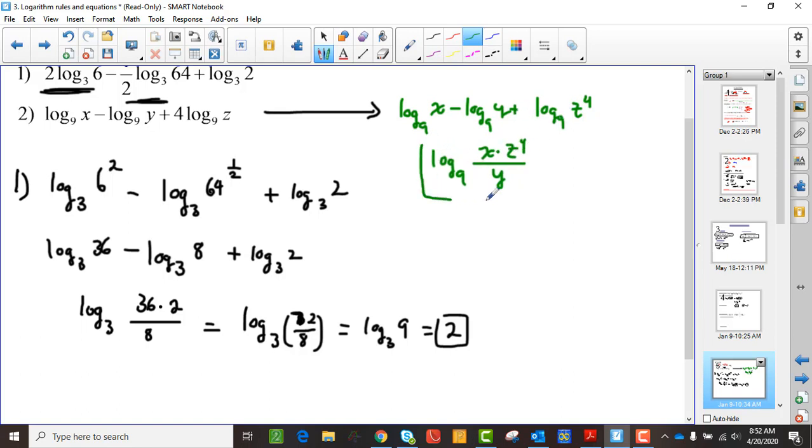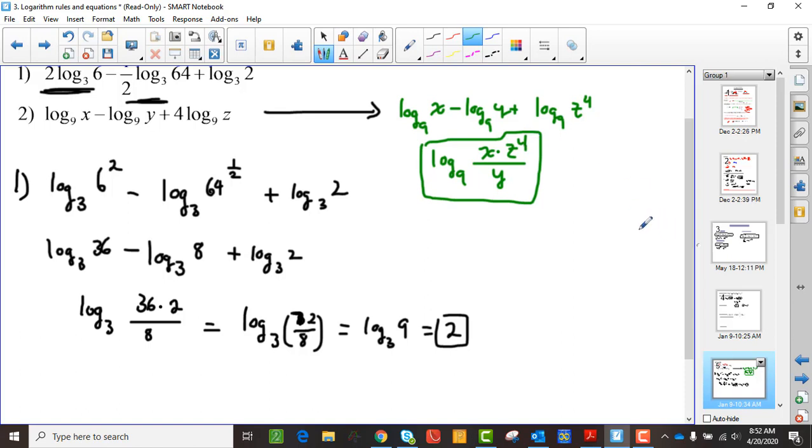But that's as far as I can go because those are all variables. So it's log of x times z to the 4th. That doesn't even look like a 4 now. Let me try to make that look a little nicer. We'll put a 4 there. There we go.